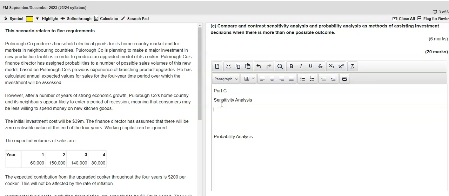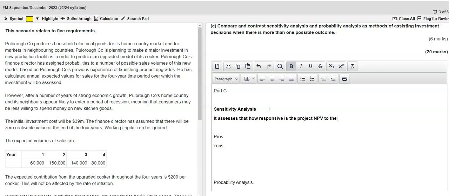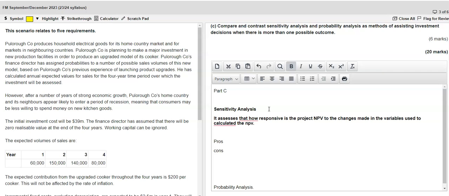First of all, write the definition of the sensitivity analysis. Then its pros and cons. So let me fill the sensitivity, then you can fill the probability analysis. So what is sensitivity analysis? It assesses how responsive the project NPV is to the changes made in the variables used to calculate the NPV.